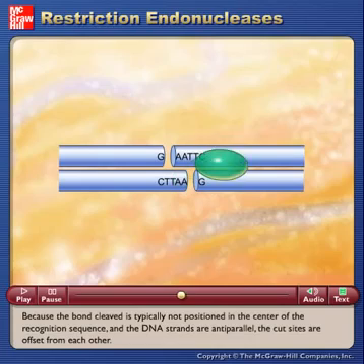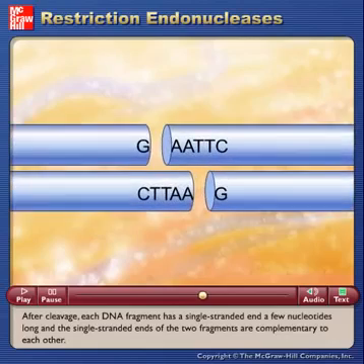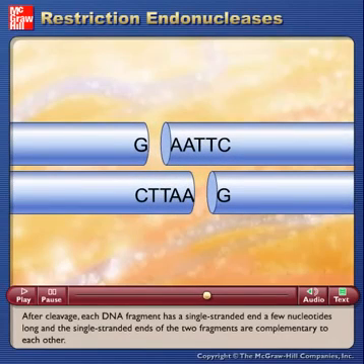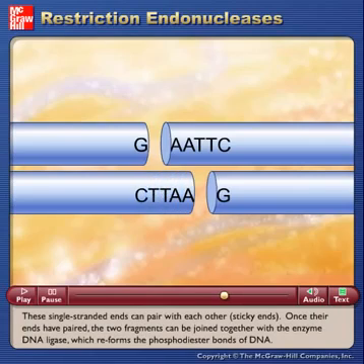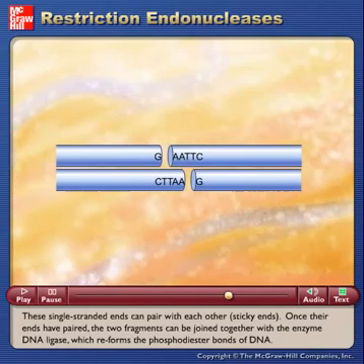Because the bond cleaved is typically not positioned in the center of the recognition sequence, and the DNA strands are antiparallel, the cut sites are offset from each other. After cleavage, each DNA fragment has a single-stranded end a few nucleotides long, and the single-stranded ends of the two fragments are complementary to each other. These single-stranded ends can pair with each other, sticky ends.